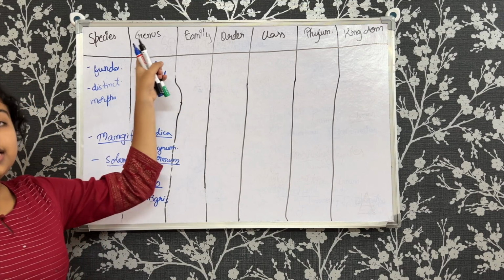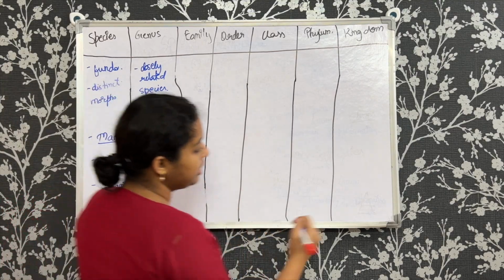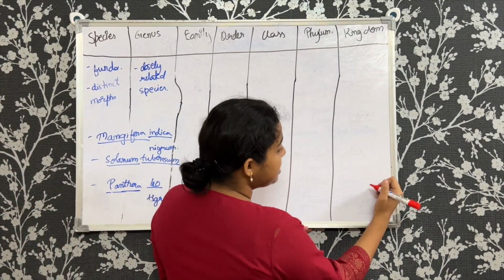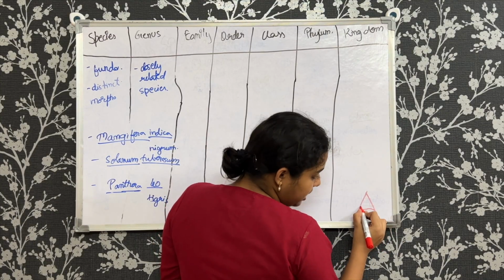So genus has to do with closely related species. Okay. Now, how do we understand that? It is through this. Usually, when we represent this whole concept, we represent it as a triangle. Here we have species, and here we have genus.